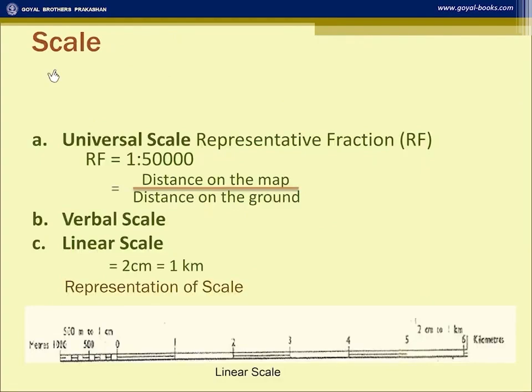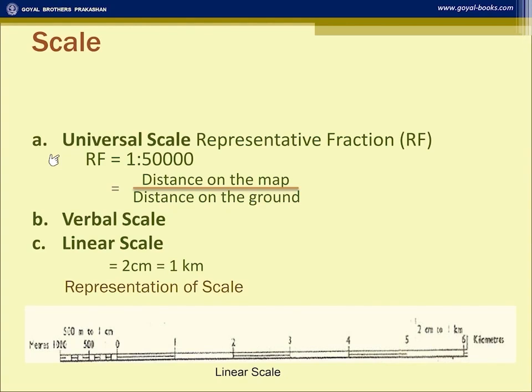Now we come to the scale. Scale is very important to measure the distances or calculate the area. The universal scale is the representative fraction which is given at the end of each of the survey sheets. 1:50,000. That means the distance on the map upon the distance on the ground. This means 1 centimeter on the map represents 50,000 centimeters on the ground. This is called universal scale because it is universally accepted.